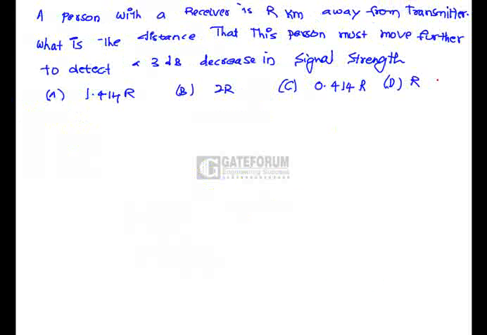A receiver is r kilometers away from the transmitter. What is the distance that this person must move further to detect a 3 dB decrease in signal strength?